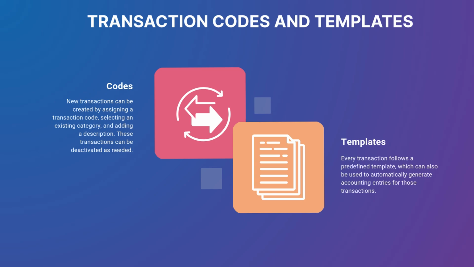Let's now move on to understanding transaction codes and templates. This feature allows wallet administrators to define new transaction types by assigning them a unique transaction code, selecting a category, and adding a description. Once defined, these codes act as identifiers for that specific transaction behavior and can be deactivated at any time if the transaction is no longer required or needs to be paused for compliance reasons.